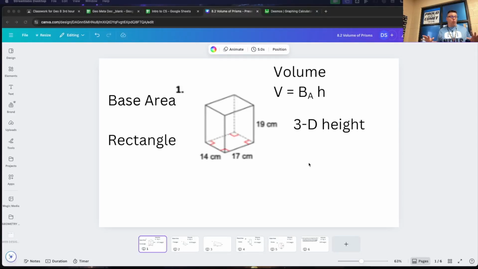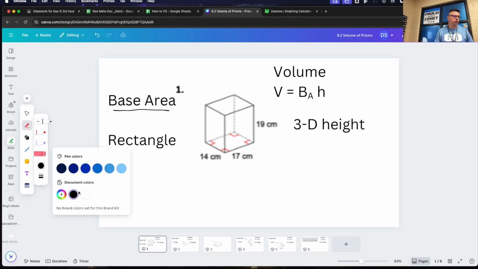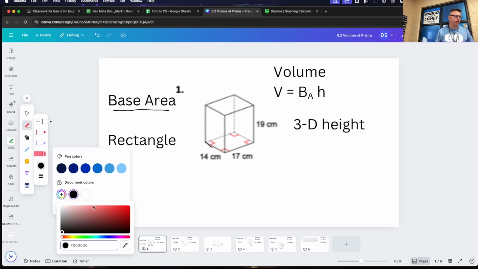Okay, we are working with volume today, and we kind of talked about this last time, just a little bit, but we have a base picture. There's always going to be what we call a base area of our figure. And for this one specifically, we are going to look at a figure we already know.